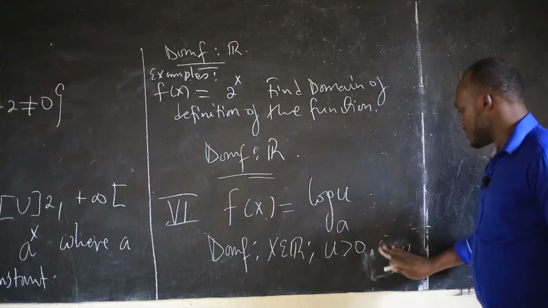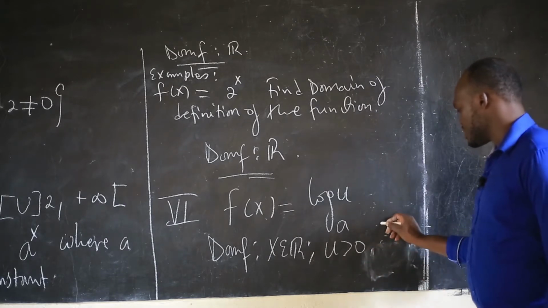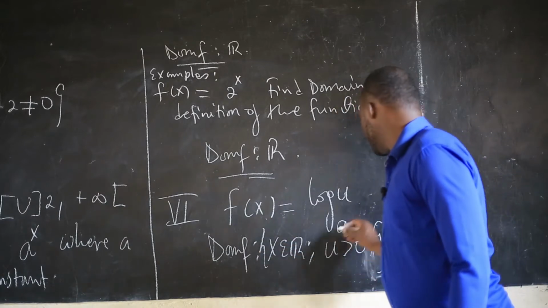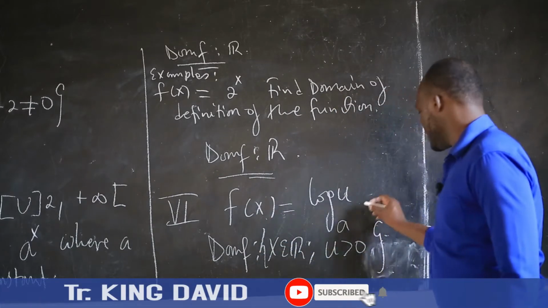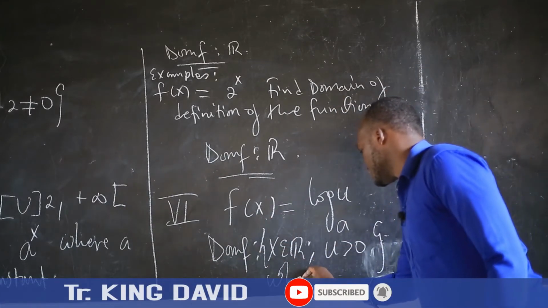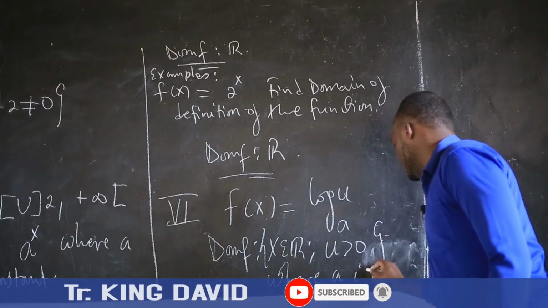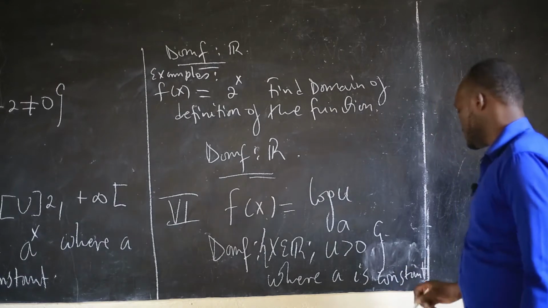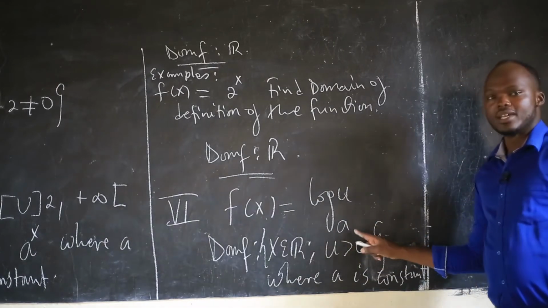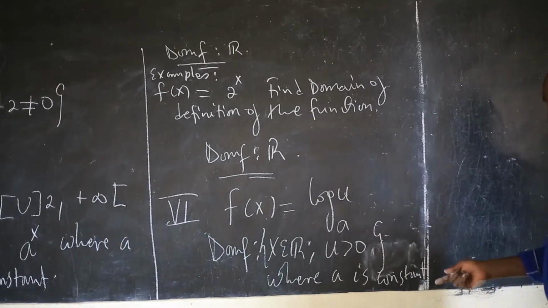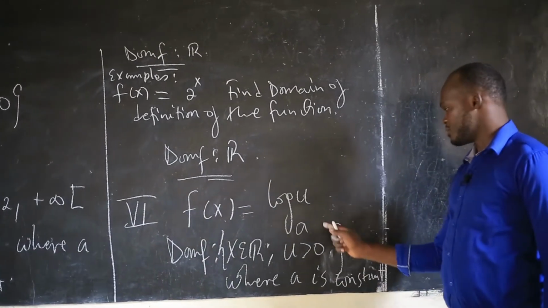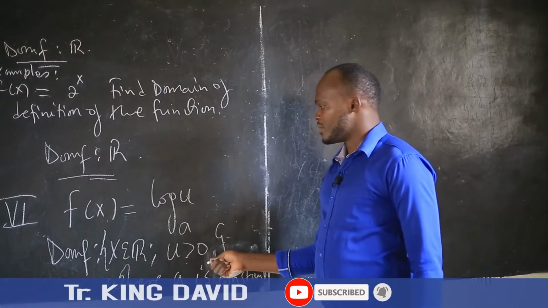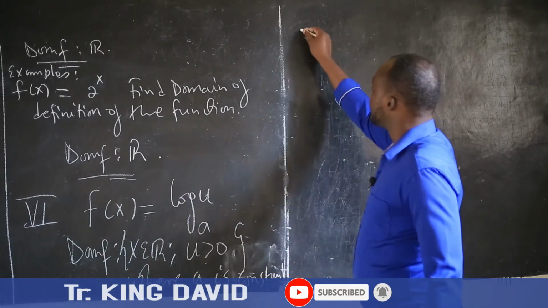Let's start with where this base a is a constant. If a is constant, it will not ask for a condition, because the function is of u, so u must be greater than 0.